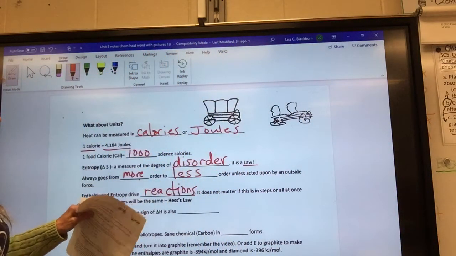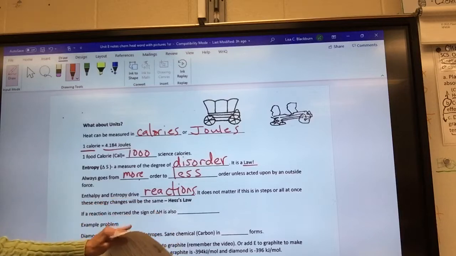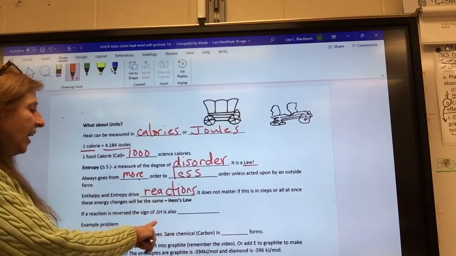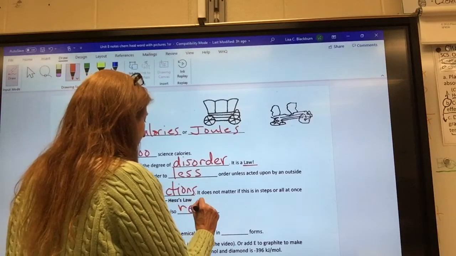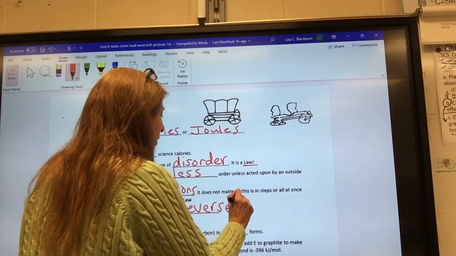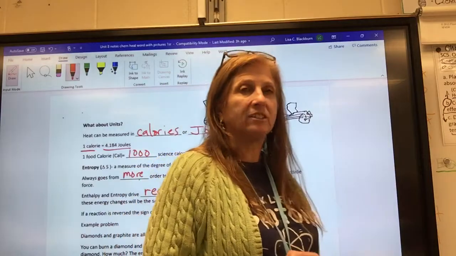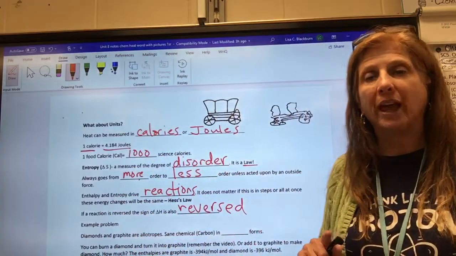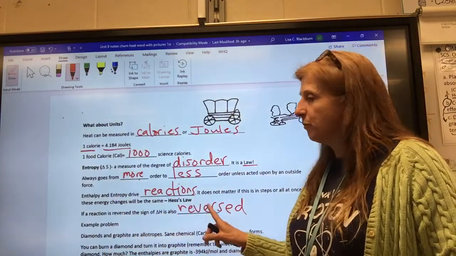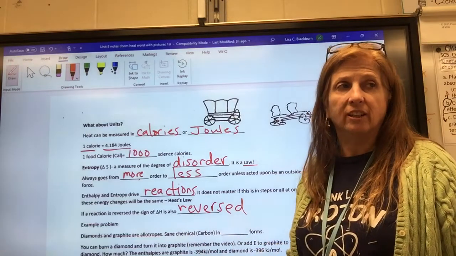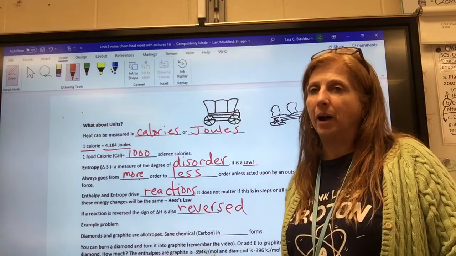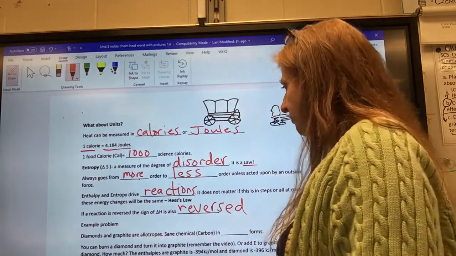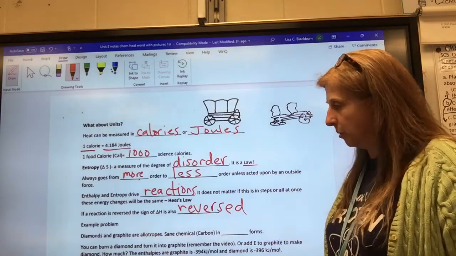Okay, another thing about energy. If a reaction is reversed, the sign of heat is also reversed. This has to do with how we were talking about reversible reactions and equilibrium last chapter. If you reverse a chemical reaction, the heat also is reversed. So if it's negative, it will be positive. If it's positive, it will be negative. So here's an example problem.